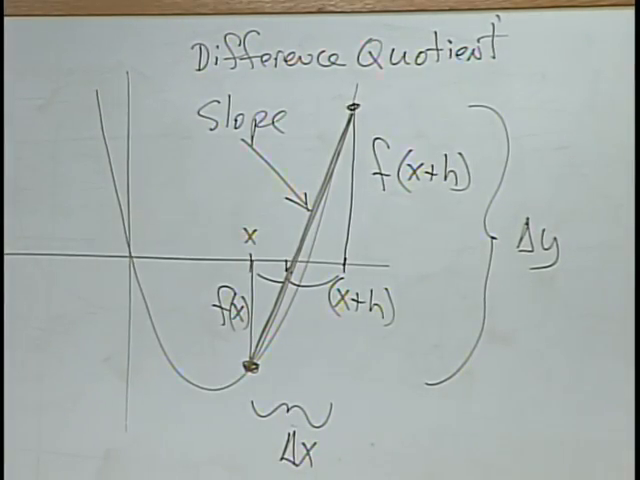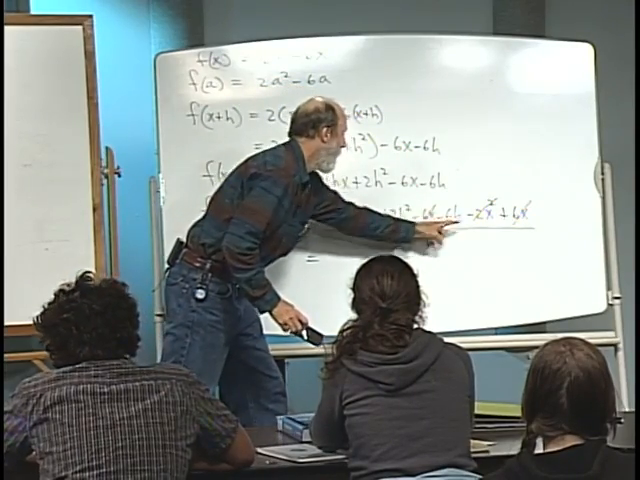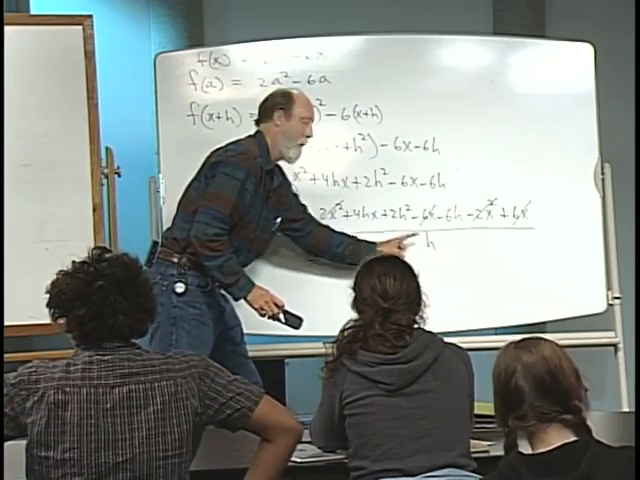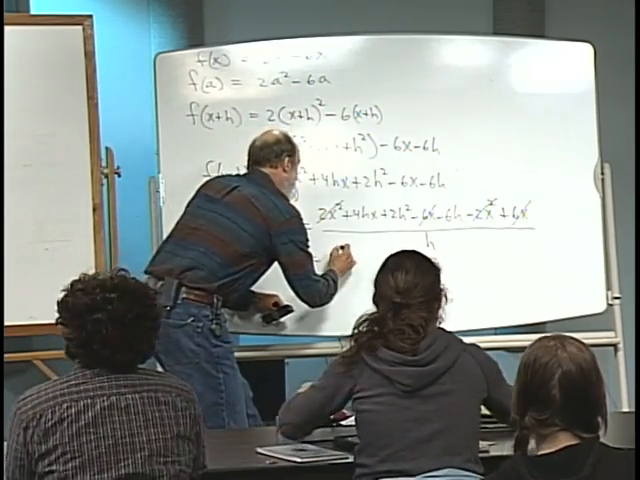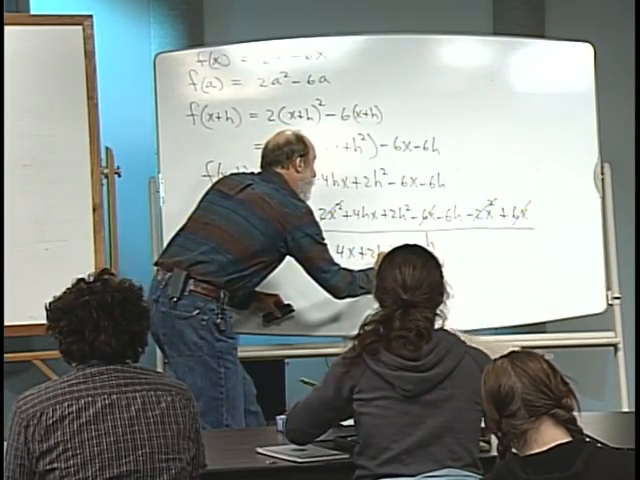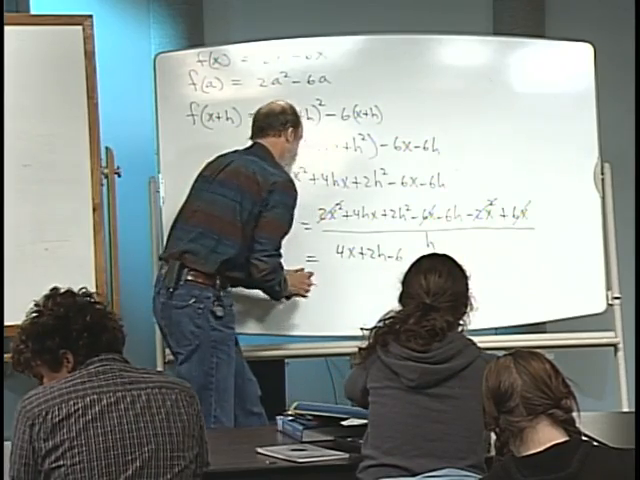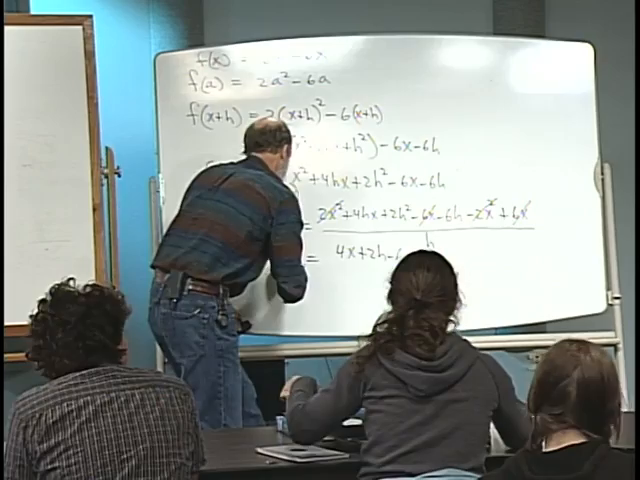And in closing, I could now see a common h term here, notice, and wouldn't that divide out? The common h in each of those numerator terms that were left, and I'm going to be left with 4x plus 2h minus 6 for this thing I'm calling the difference quotient.